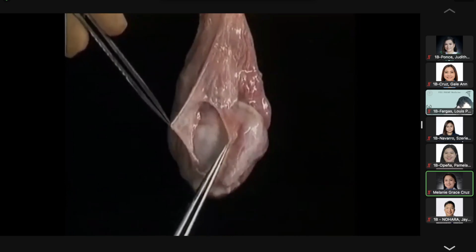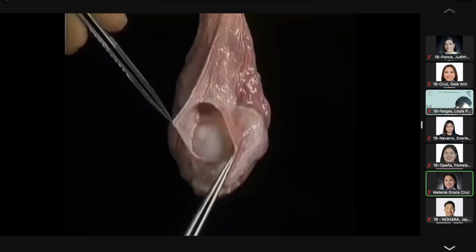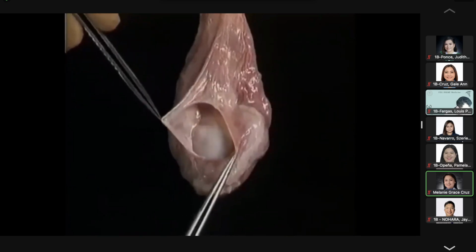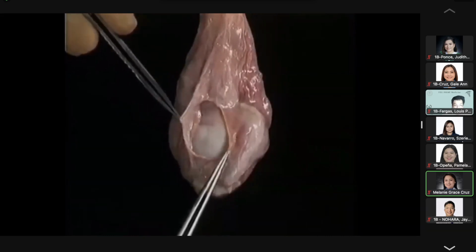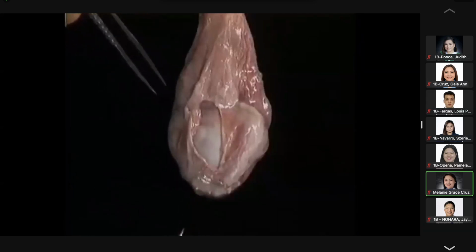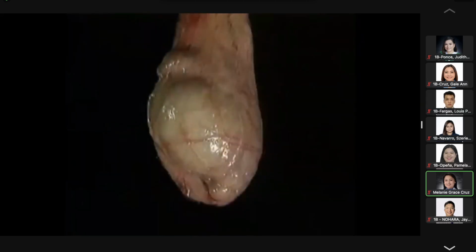The tunica vaginalis creates a fluid-filled envelope around the testis. It's a remnant of peritoneum. Like peritoneum, it has an outer parietal layer and an inner visceral layer that covers the testis itself. We'll go to another specimen to see more of the testis.